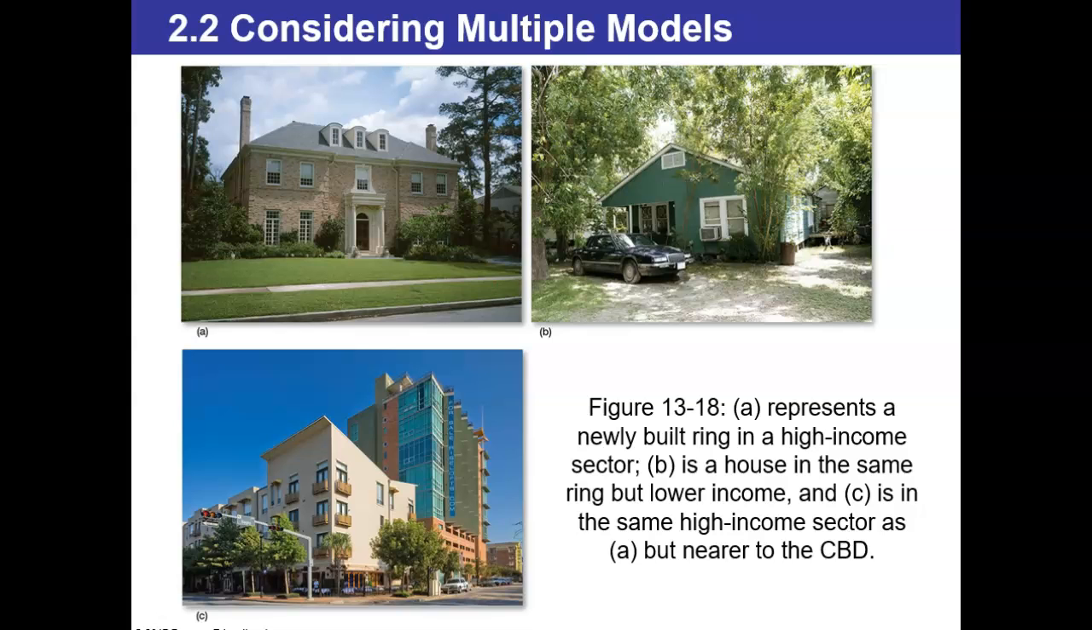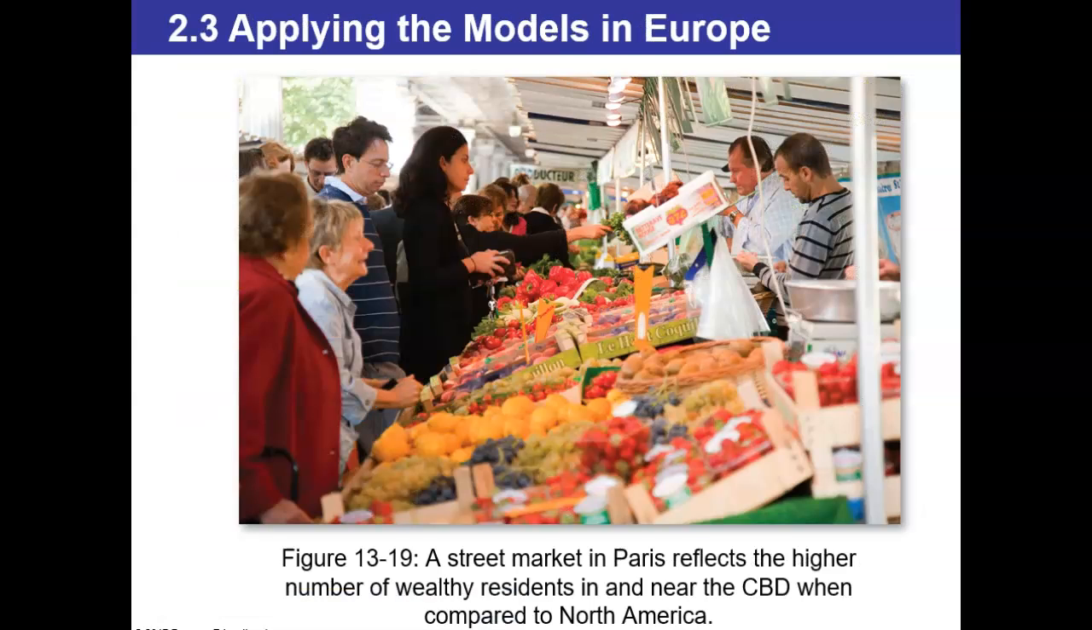Looking at figure 13-18, we can compare rings and sectors in Houston. In image A, we see that a house is in an outer ring, but also a high-income sector. For B, this house is in the same ring as A, but in a different sector. C is a house that is in the same sector as the house shown in A, but in an inner ring.